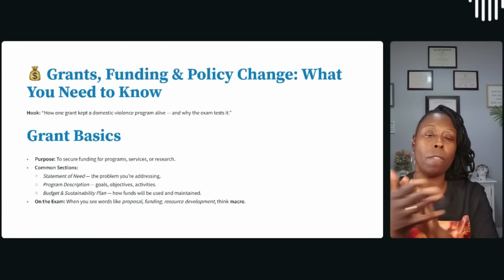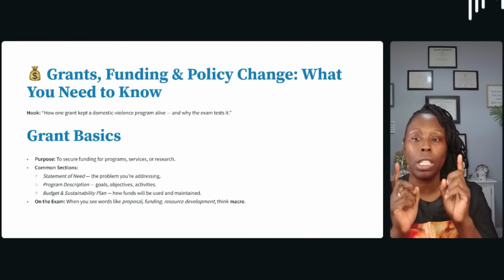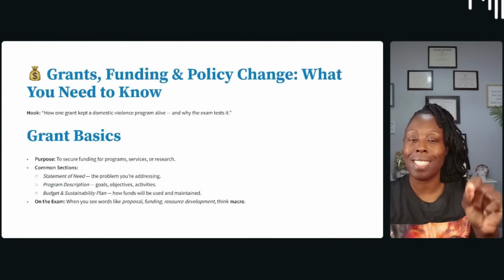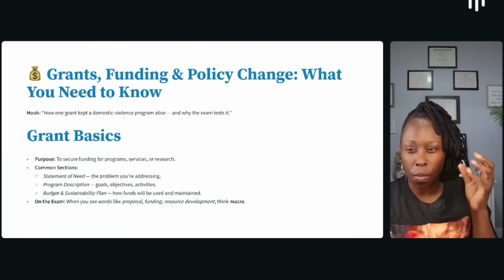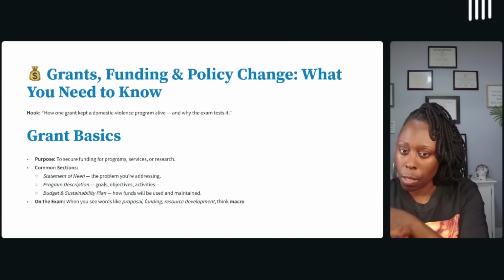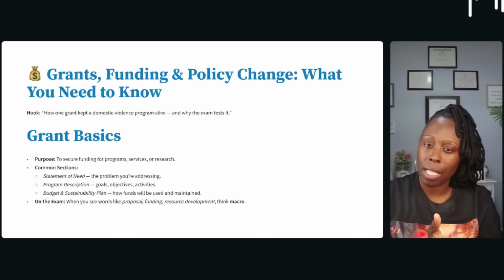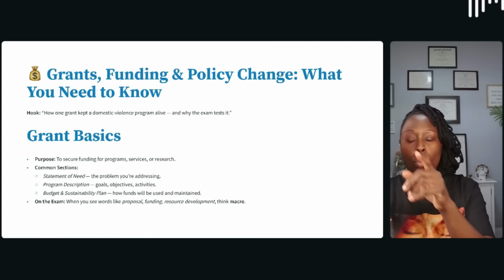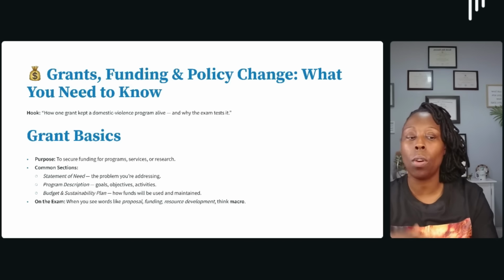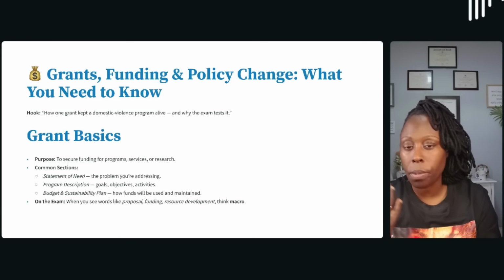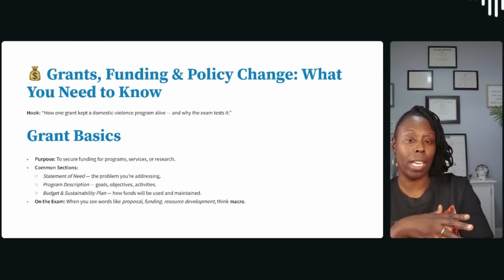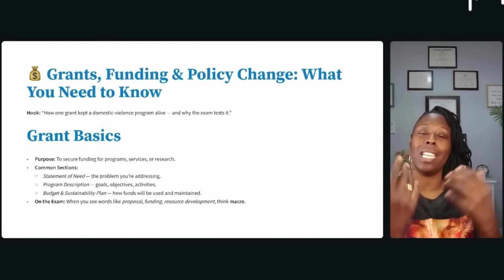All right, so when it comes to grant funding and policy change, these are the things you need to know. One grant can keep a domestic violence program alive, and that is why the exam tests it. So think about that. It's an easy hook for you just to keep in your mind. Hook it to your brain. How one grant can keep a domestic violence program alive and why the exam tests it. Because it wants to know if it's like, wow, this grant has helped keep this problem resolved. People are finding housing. People are able to be safe. You don't have a lot of women in these battered relationships. That lets them know, like, we need to keep funding this program because this is really working. And that is what the exam is testing. Is it working? Is this worthwhile?